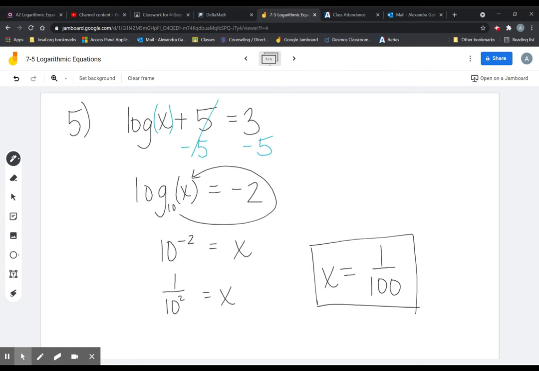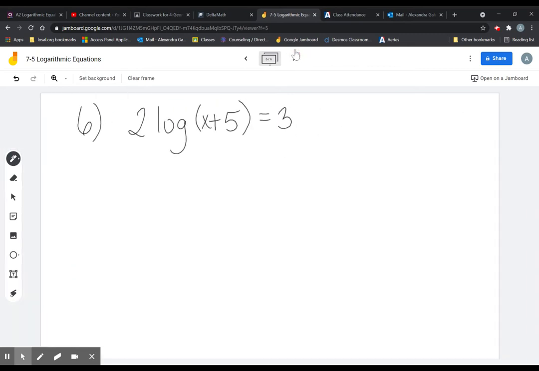Our last example, we still have to get the log by itself. So it looks like it's 2 times the log of x plus 5 equals 3. So it's 2 times. So to undo that, we'd need to divide by 2 on both sides. So we'll get log x plus 5. That 2 is canceled, which is great. And then I'm going to leave it as 3 over 2.